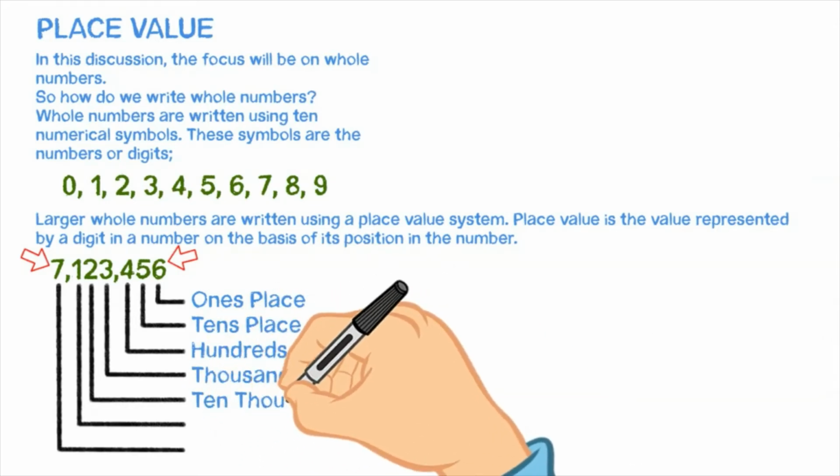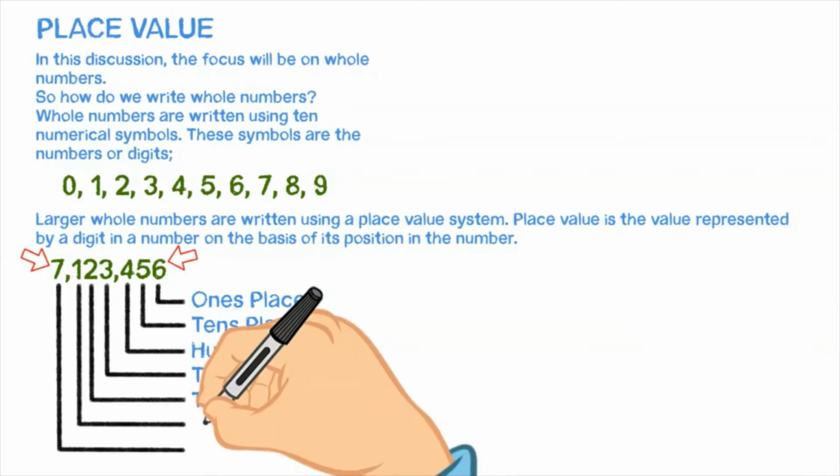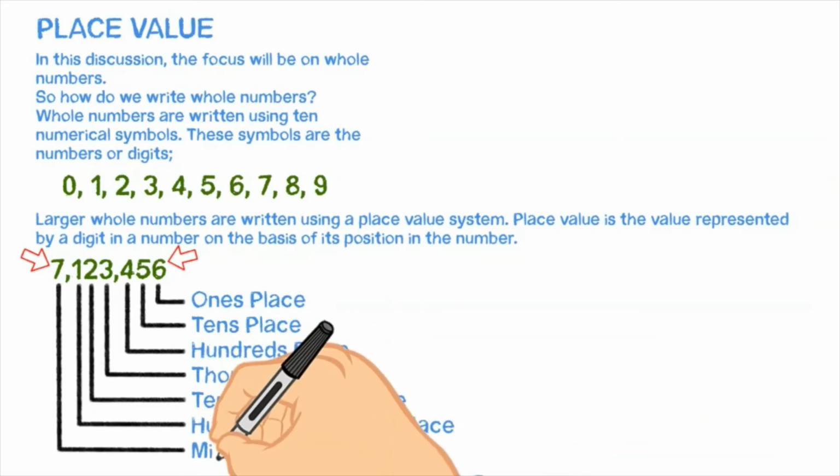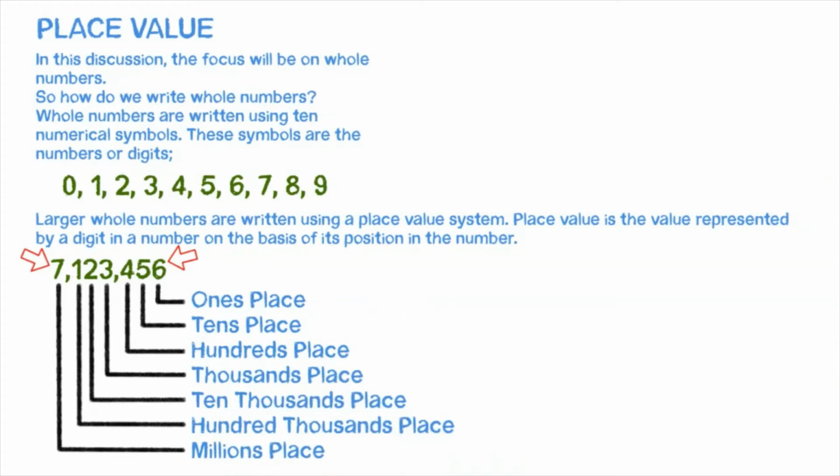3 in the thousands place. 2 in the 10,000s place. 1 in the 100,000s place. And 7 is in the millions place.